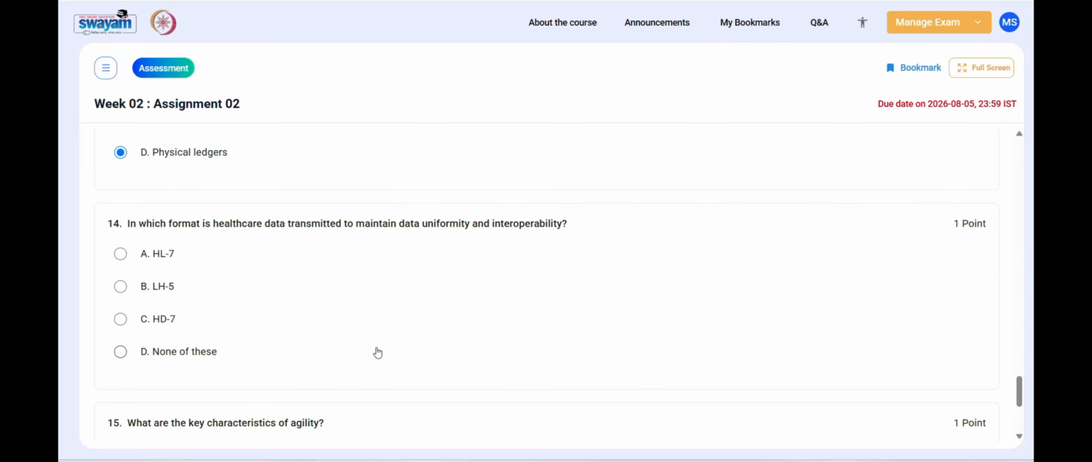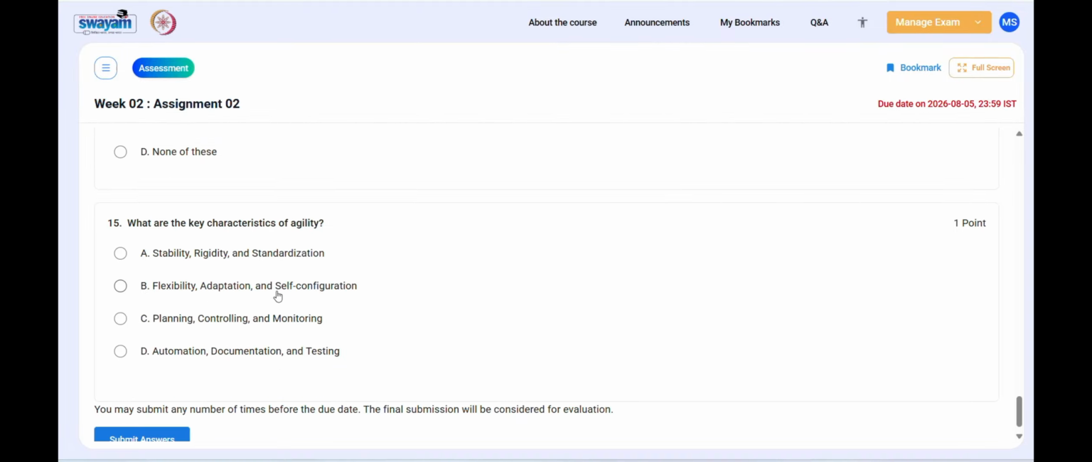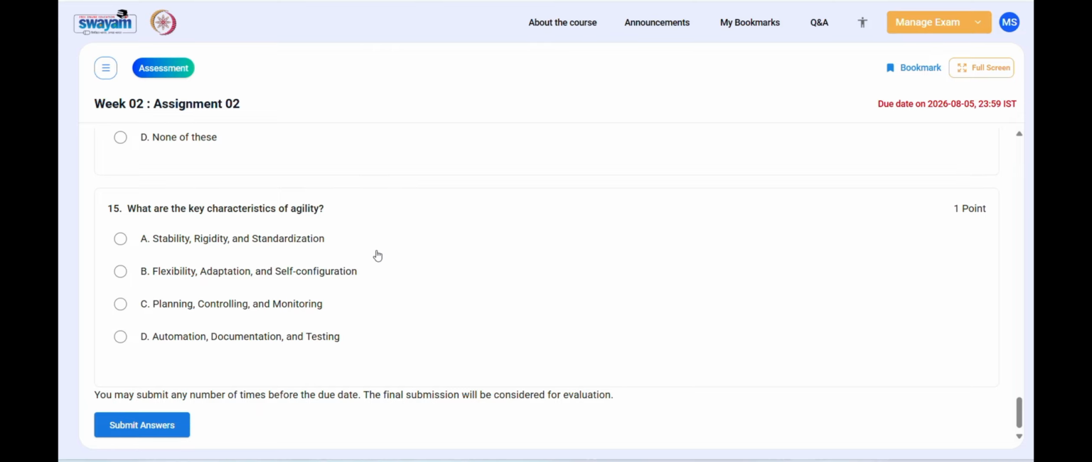Then in the 14th question: in which format is healthcare data transmitted to maintain data uniformity and interoperability? So the answer is HL7, option A is correct. Then comes the 15th question: what are the key characteristics of agility? So the key characteristics are flexibility, adaptation, and self configuration.